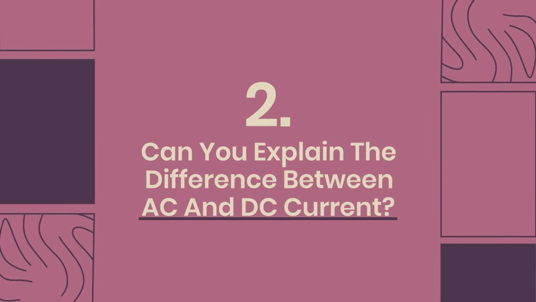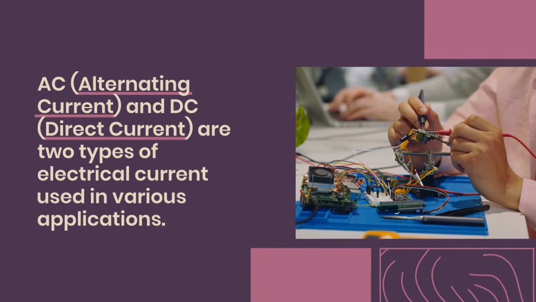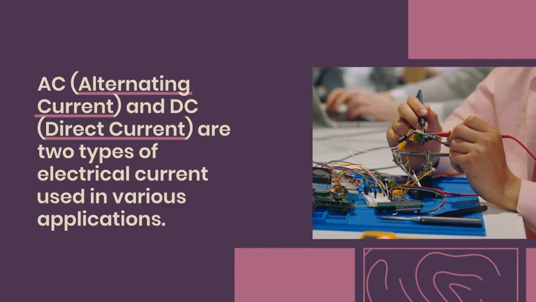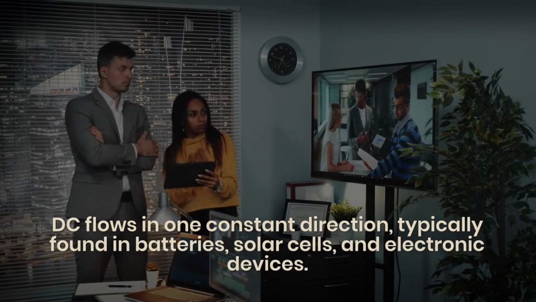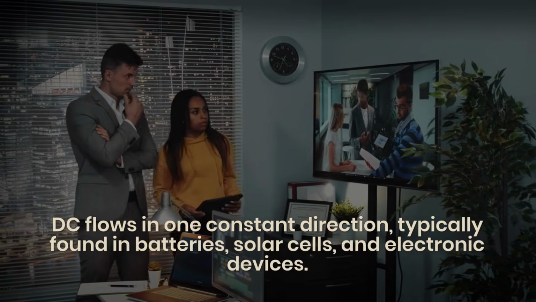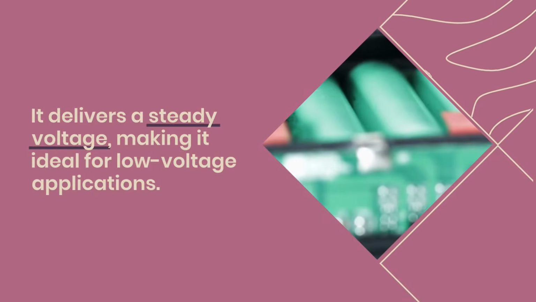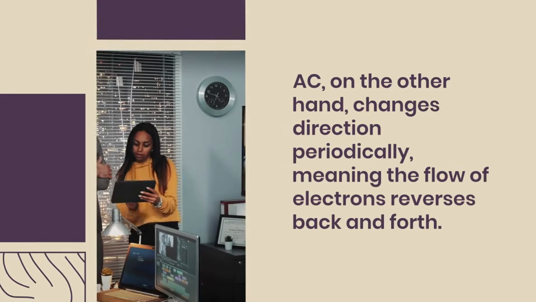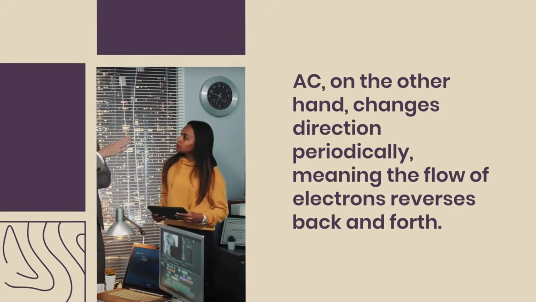2. Can you explain the difference between AC and DC current? AC, alternating current, and DC, direct current, are two types of electrical current used in various applications. DC flows in one constant direction, typically found in batteries, solar cells, and electronic devices. It delivers a steady voltage, making it ideal for low-voltage applications. AC, on the other hand, changes direction periodically, meaning the flow of electrons reverses back and forth.